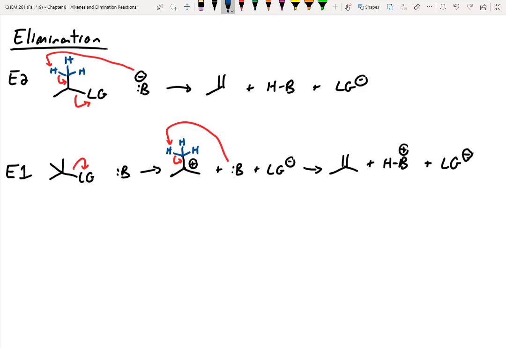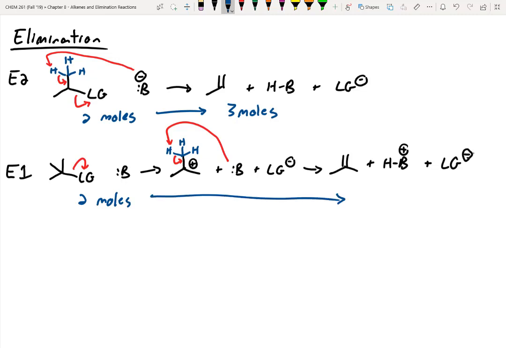All right, so now let's consider delta S for these. Let's look at the E2 reaction. In the E2 reaction, we put 2 moles in, and we got how many moles out? 3 moles. If we look here, we put 2 moles in, and in the end, same thing. So if we think about delta S of the system for elimination reactions, is it going to be positive or negative? Positive.